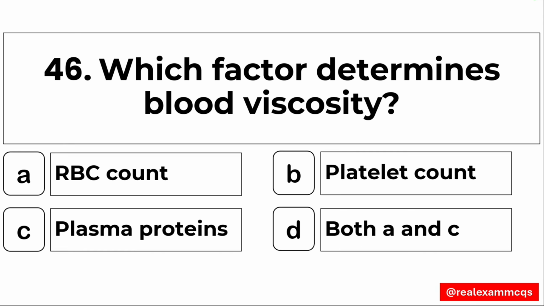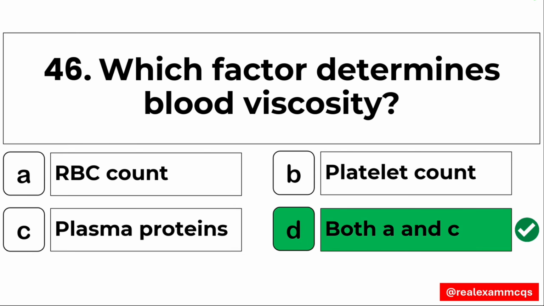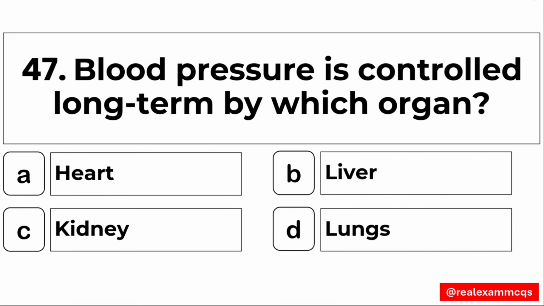46. Which factor determines blood viscosity? Option D is the right answer. RBC count as well as the plasma proteins. 47. Blood pressure is controlled long term by which organ? Option C. The kidneys.